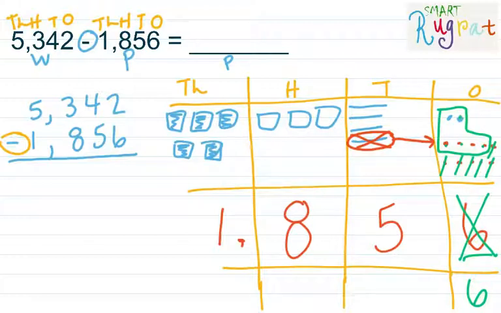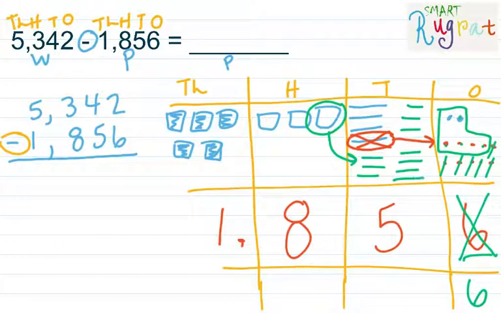Okay, I have to take away 5. But I don't have 5, so guess what? I have to regroup again. It's okay to regroup more than once. Now I'm going to move on over to the hundreds, and I'm going to take the last 100. I'm going to take it over here. I'm going to draw 10 now. 1, 2, 3, 4, 5, 6, 7, 8, 9, 10.